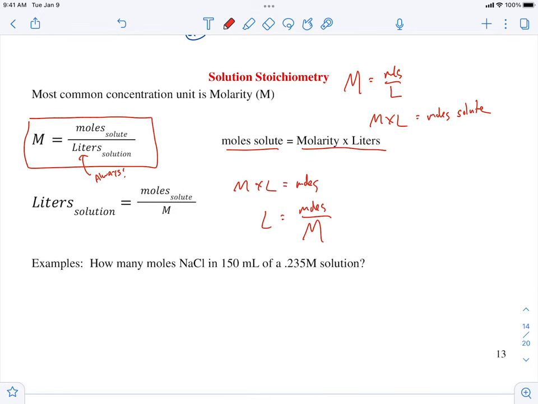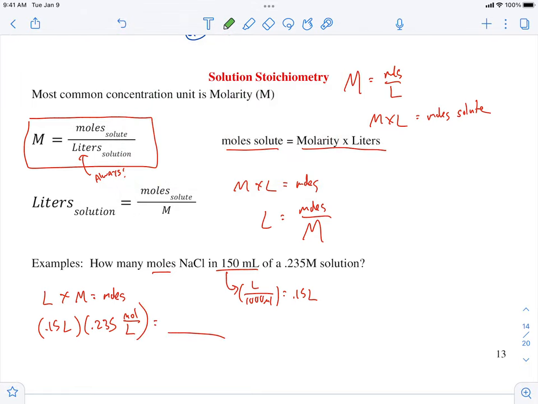So starting off with an example, how many moles of sodium chloride would there be if you have 150 milliliters of a 0.235 molar solution? Okay, they're asking for moles. That means I need to take the volume, the liters, times the molarity to get my moles. I don't have my volume in liters yet, but I can very easily. There's 1,000 milliliters per liter, so I'm taking 150 divided by 1,000, so 0.15 liters. So 0.15 liters times 0.235. And I'm going to write my molarity as moles per liter here, just to clearly show the cancellation of the volume.